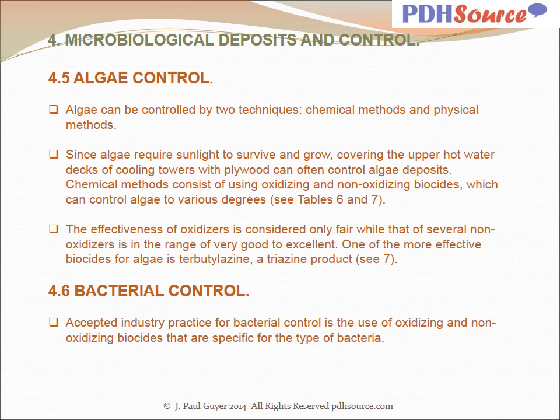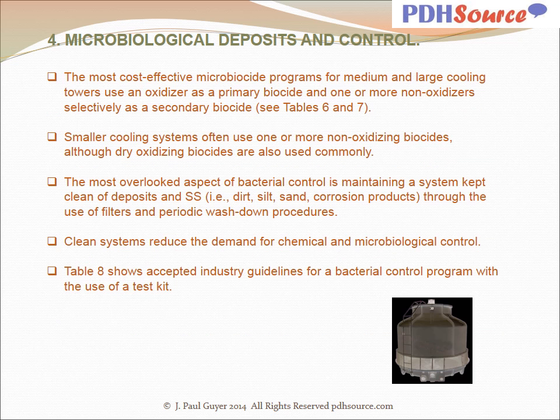Bacterial control. Accepted industry practice for bacterial control is the use of oxidizing and non-oxidizing biocides that are specific for the type of bacteria. The most cost-effective microbiocide programs for medium and large cooling towers use an oxidizer as a primary biocide and one or more non-oxidizers selectively as a secondary biocide. Smaller cooling systems often use one or more non-oxidizing biocides, although dry oxidizing biocides are also used commonly.